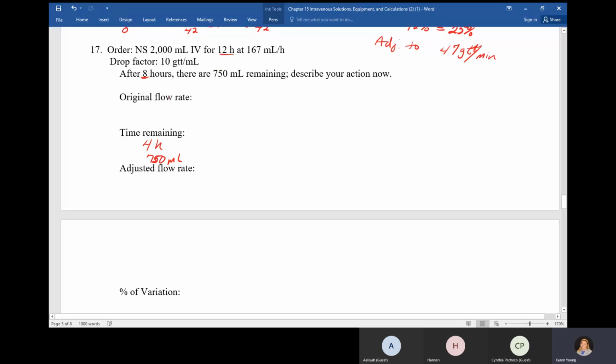So I want you to find the original flow rate and the adjusted flow rate, and then the percent of variation. So y'all work on your own. You can use the shortcut method if you want to.